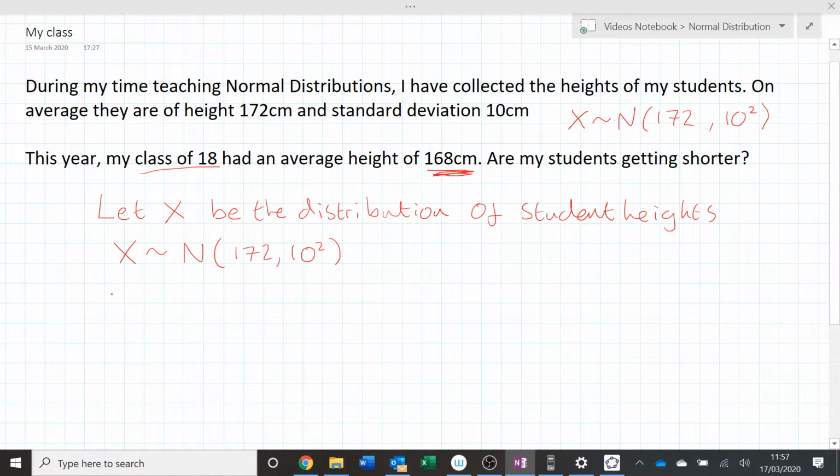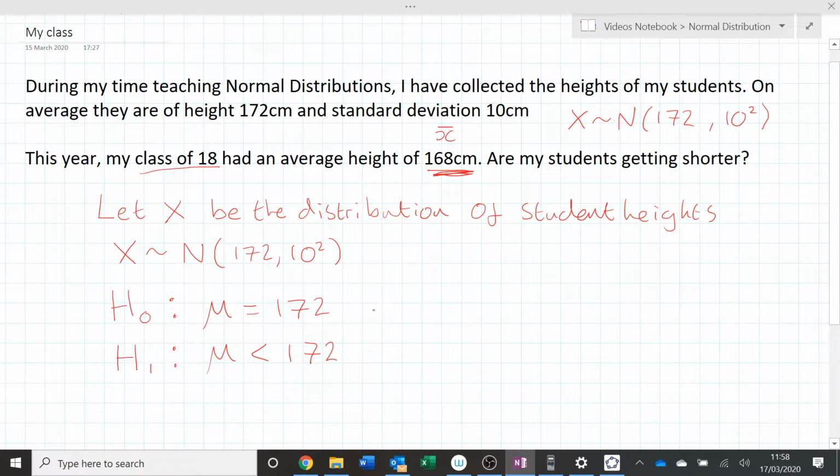Now I'm going to set up my hypotheses. H0 is that in my new class, mu, the average, is still 172. So although I saw 168, this is going to be my X bar later on. I want to know, is it still 172? Or in fact, are my students shorter? Is my average actually less than 172? Is my sample of 18 at 168 evidence that people are actually getting shorter?